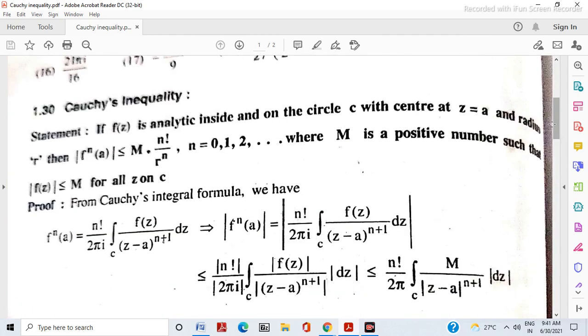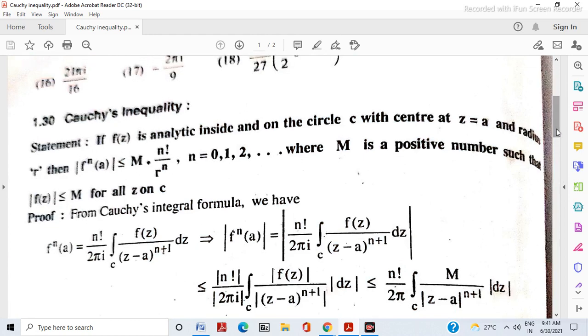Okay, I will repeat that. It's an easy one only. One thing you should remember is the statement also. State and prove Cauchy's inequality will be the question.